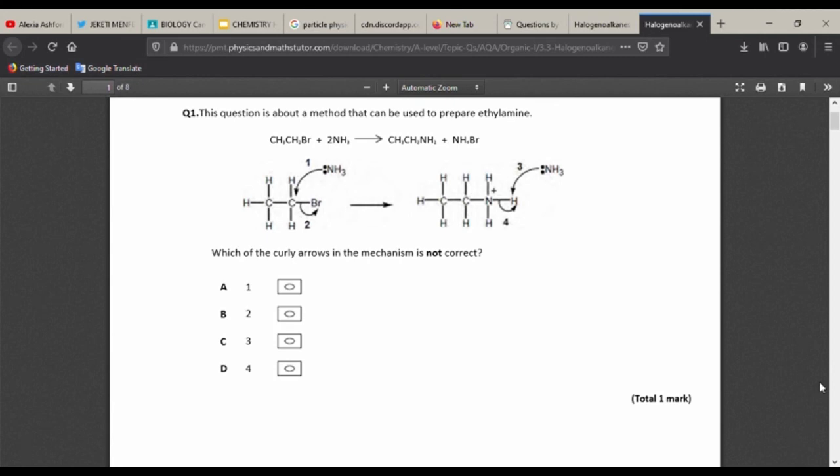Now here we are with some examples of questions. This question is about a method that can be used to prepare ethylene, starting from CH3CH2Br. Which of the curly arrows in the mechanism is not correct? The answer is D, because unlike the others, it has no purpose: it doesn't attack anything, it doesn't substitute anything, and it doesn't break anything out of the compound.